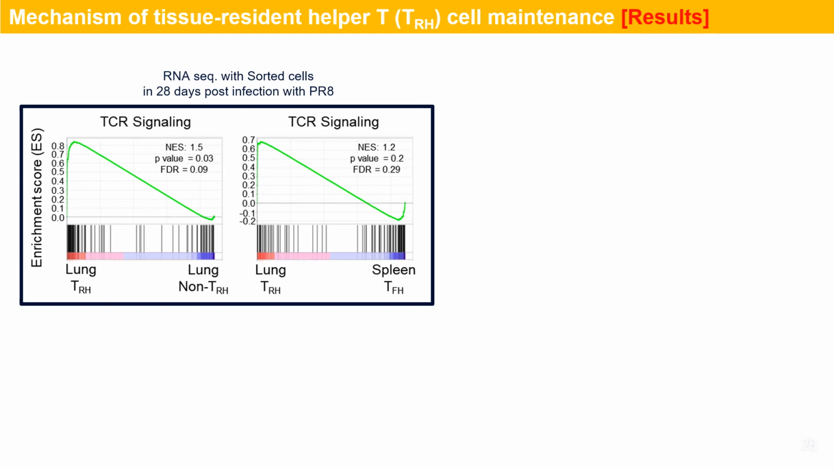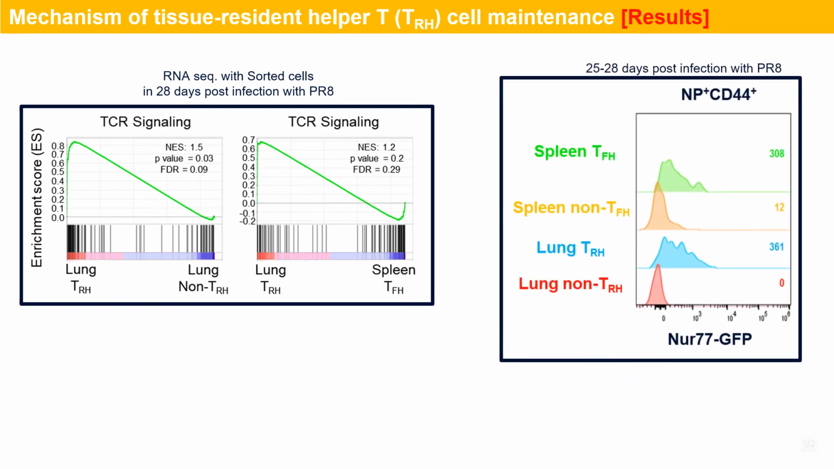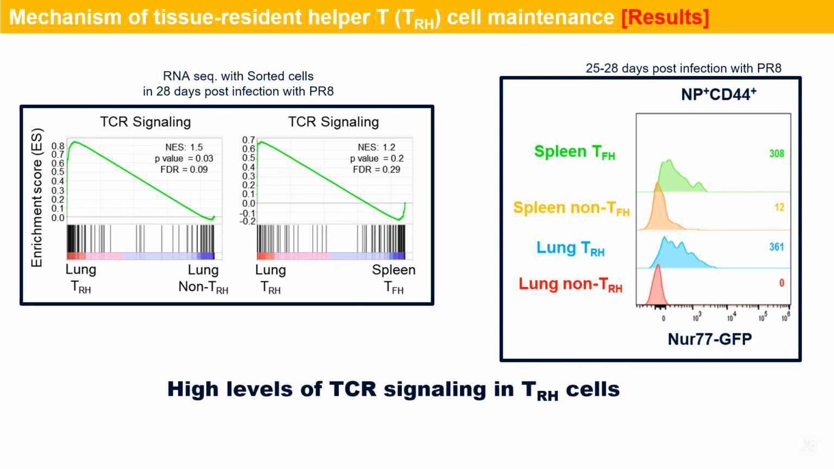From the bulk RNA sequencing data, I found TCR signaling associated genes were dramatically enhanced in the lung TRH cells compared to other cell types. Next, I checked the expression of NUR77, which is a TCR signaling downstream molecule. As you see here, the lung TRH cells express high levels of NUR77. This result indicates that high levels of TCR signaling are occurring in the lung TRH cells.